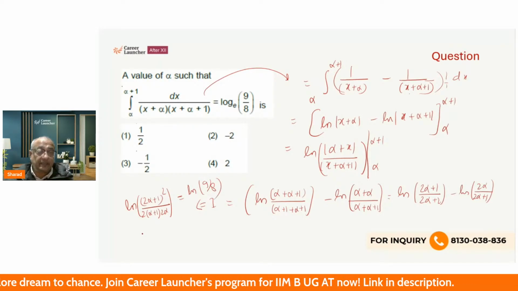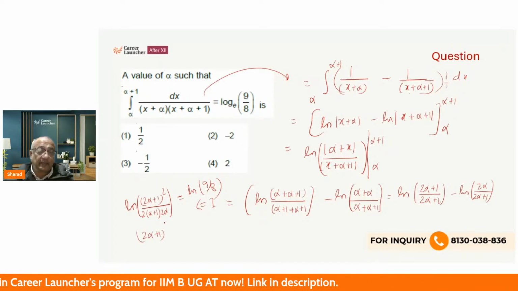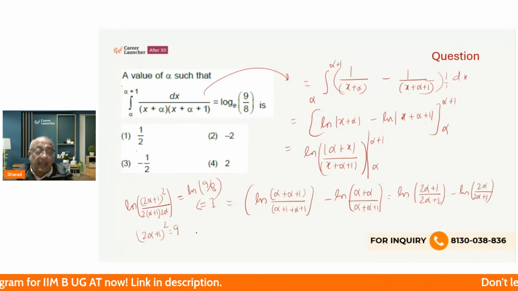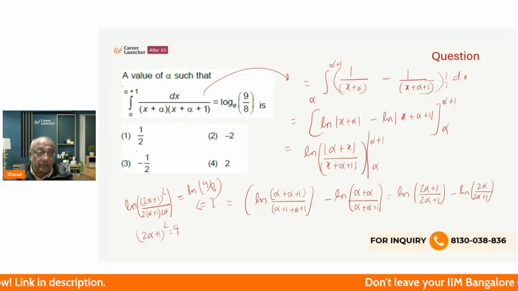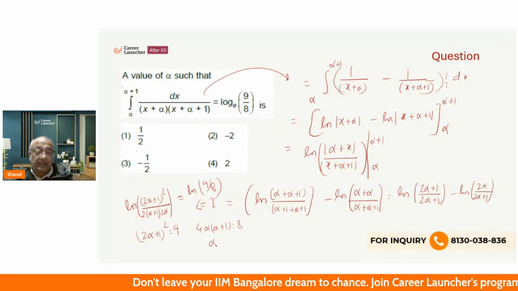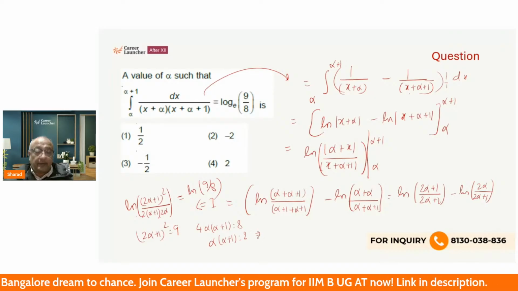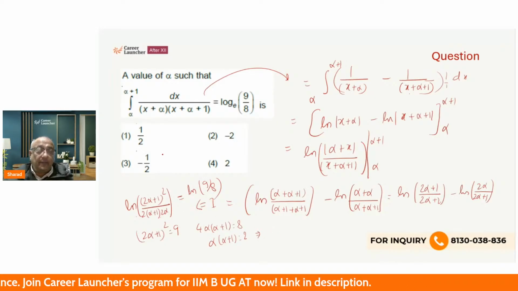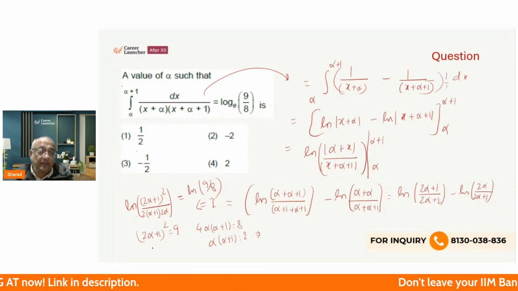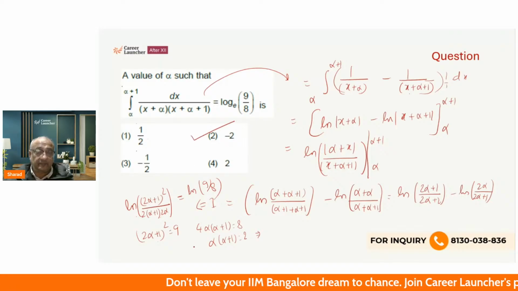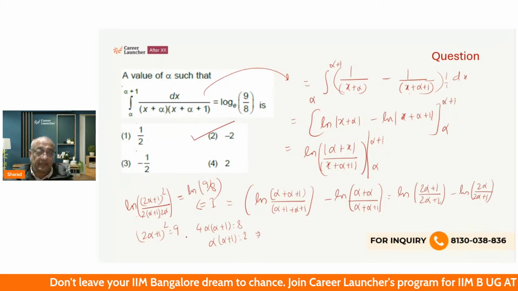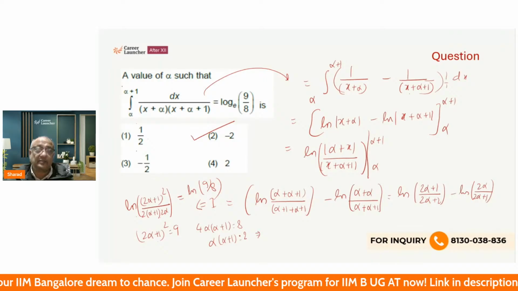From here, I'll get (2 alpha plus 1) whole square is equal to 9. And from here, I'll get 2 times 4, that is 4 alpha into (alpha plus 1) is equal to 8. That means alpha into (alpha plus 1) is equal to 2, right? From here, now I'll put values which will satisfy. I am not going to solve the entire thing. If I put 1 by 2, it will not satisfy. If I put minus 2, it will satisfy. Minus 2 is the answer. Put minus 2 in this: minus 3 whole square here, and minus 2 put here, minus 2 into minus 1, 2. This is the answer.